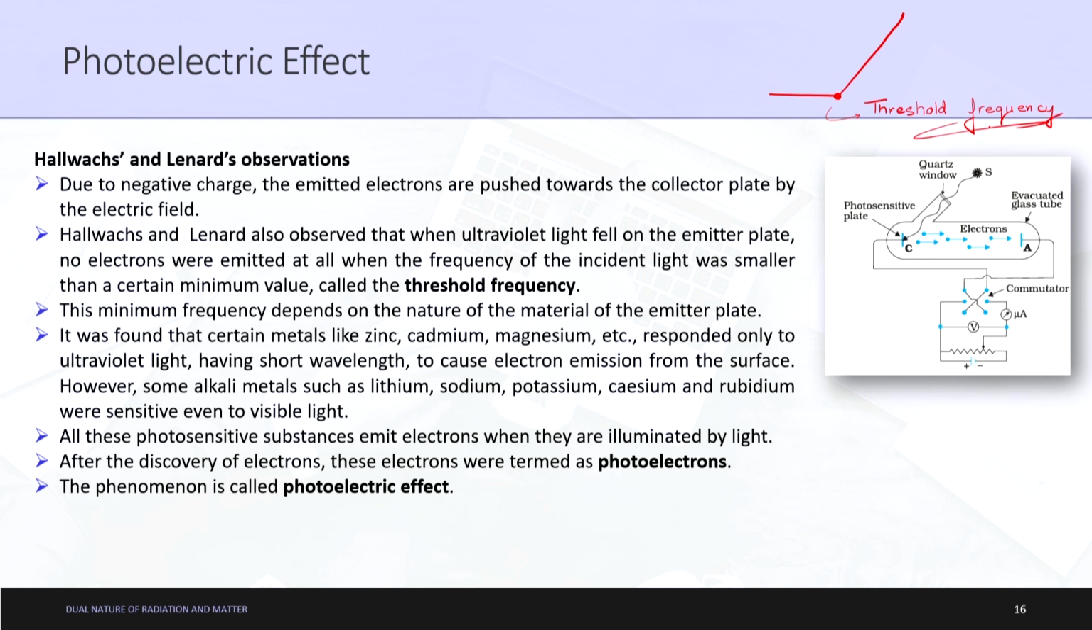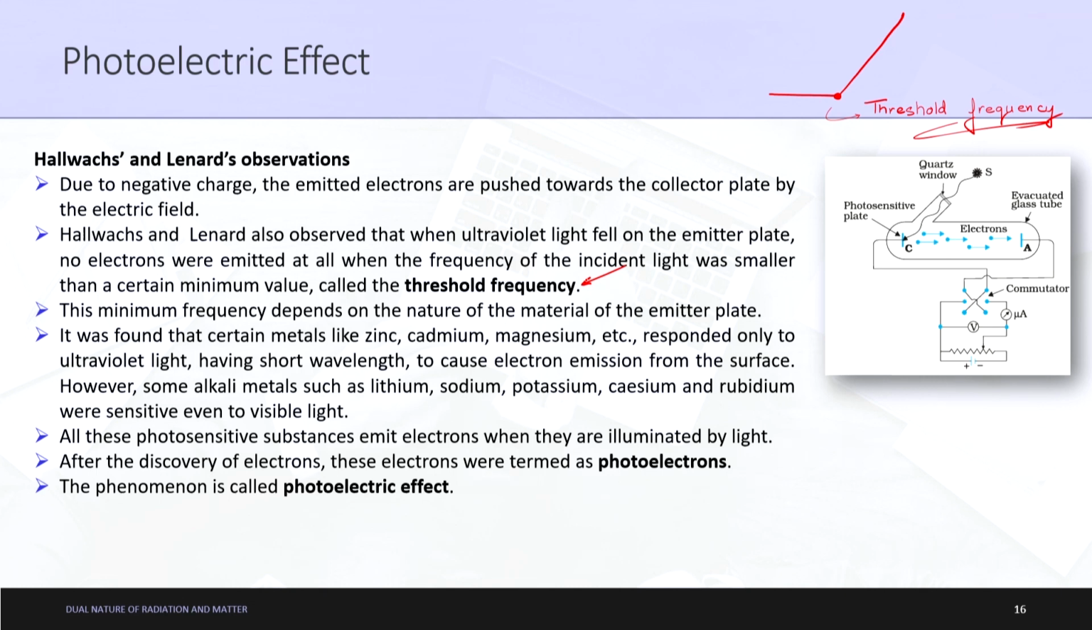Okay, so let me start the discussion from this line only. Helmholtz and Lenard also observed that when ultraviolet light fell on the emitter plate, so please remember this is the emitter plate, no electrons are emitted at all when the frequency of the incident light was smaller than a certain minimum value. That certain minimum value was called the threshold frequency.